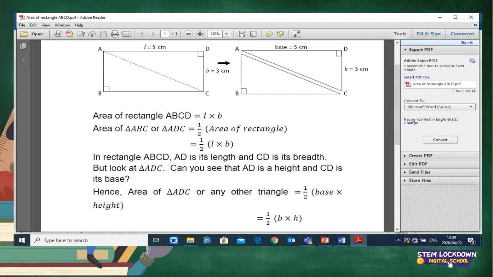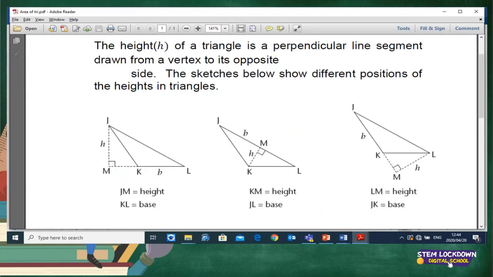So up to this point, this is how we finalize our lesson in as far as how to derive the area is concerned. So now what we're going to do is to apply this knowledge. Now that we have learned how to find the area of a triangle, we are going to apply that now in various examples. Now, you can look at the height of a triangle. It must be a perpendicular line segment which is drawn from a vertex to its opposite.